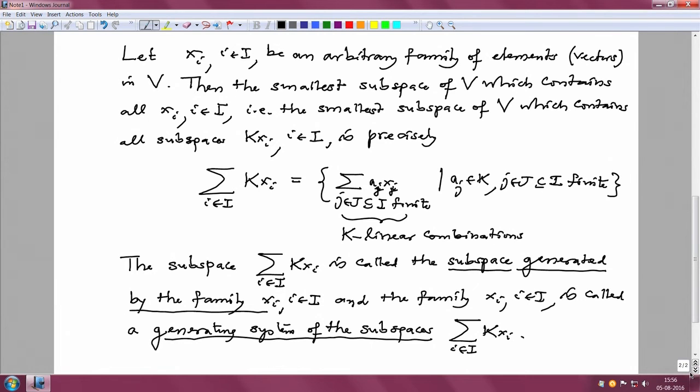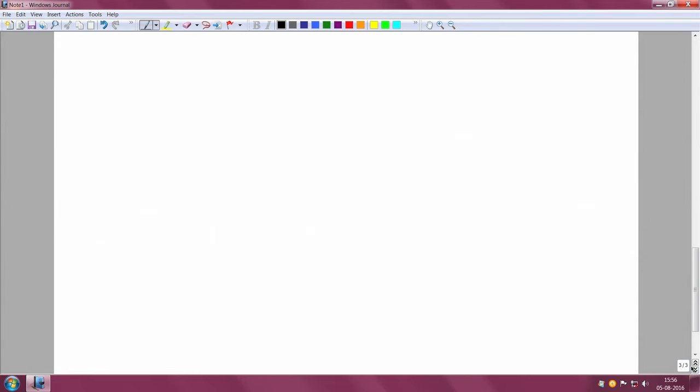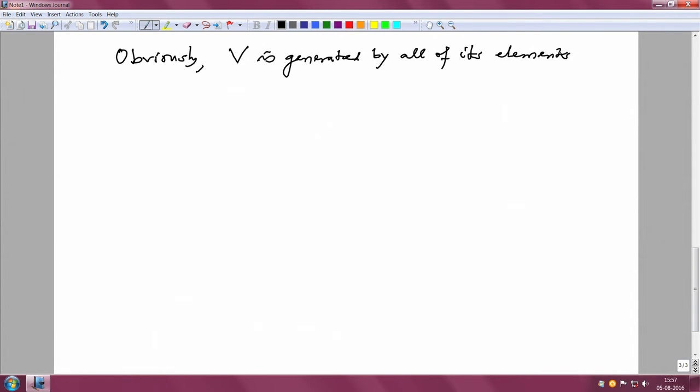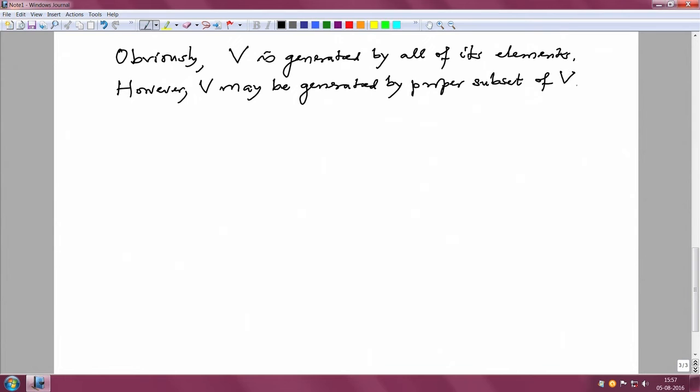Obviously, V is generated by all of its elements. But it could also be generated by a proper subset of V. However, V may be generated by a proper subset of V, or even a finite subset.